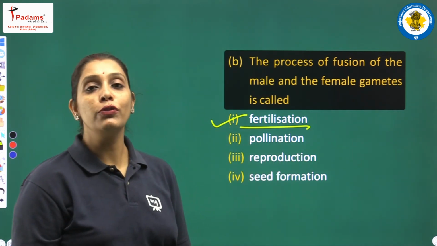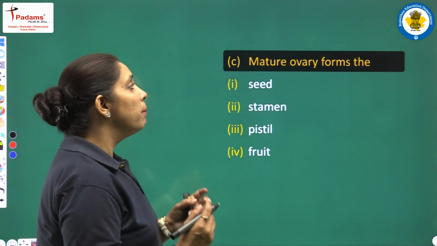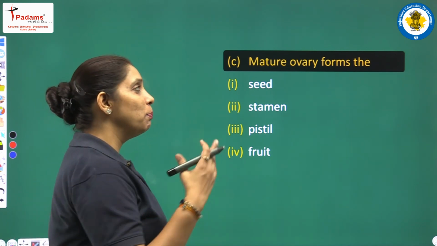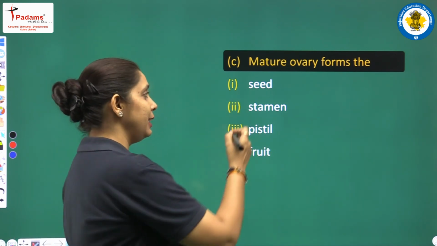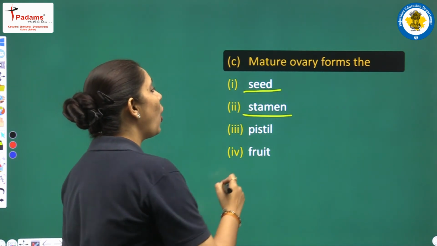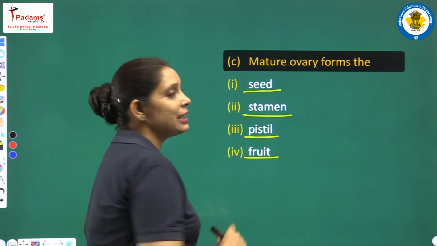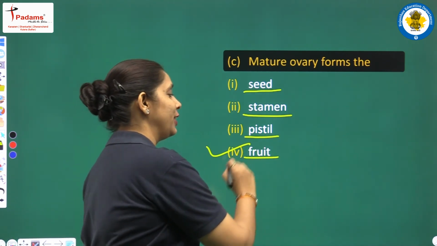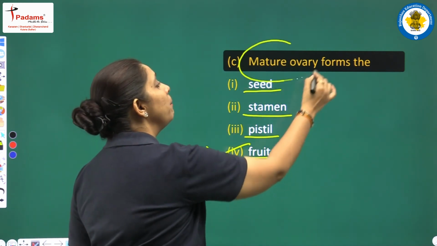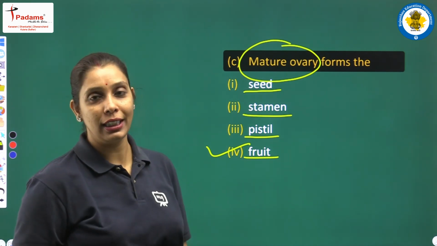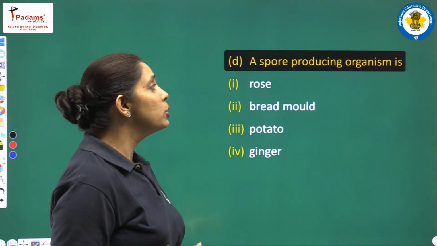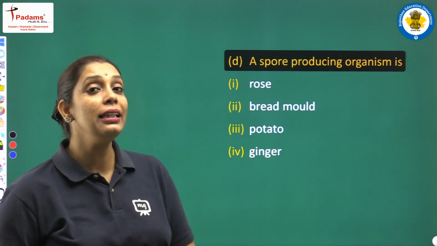Okay, class. Move to the next one, and the next one is mature ovary forms. Many times I told you, what is a mature ovary? Is it a seed? No. Is it a stamen? No. Is it a pistil or a fruit? It is a fruit. Understood? The fruit you eat, what is it? It is a mature ovary. Ripened ovary. Is that clear, everybody?